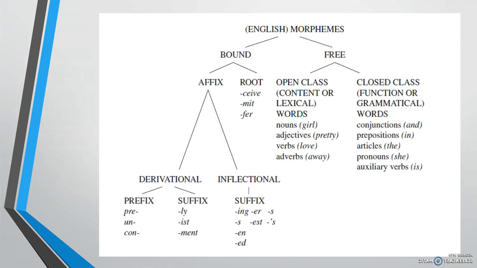We have the free morphemes that are open class, such as nouns, adjectives, verbs, and adverbs, and those that are in the closed class or function words, which are conjunctions, prepositions, articles, pronouns, and auxiliary verbs.